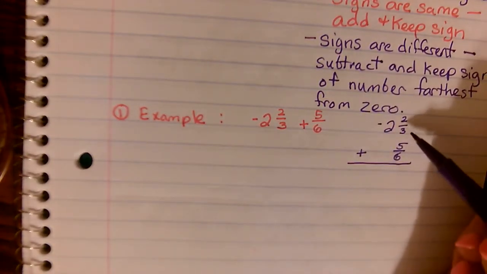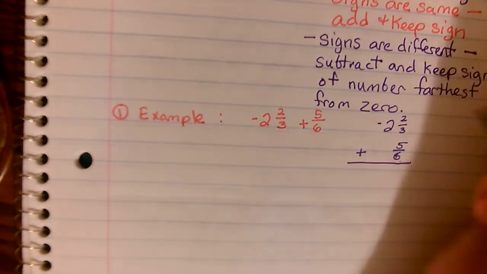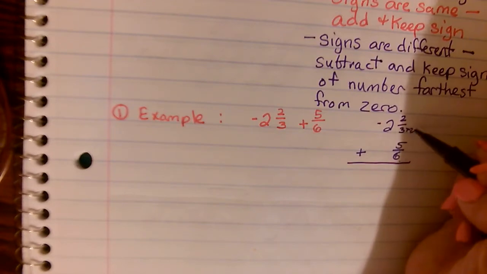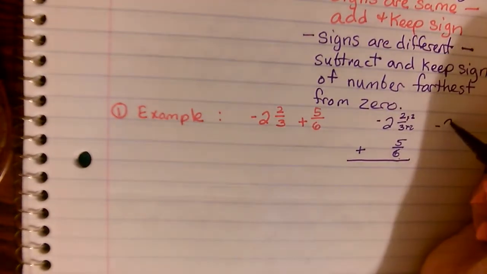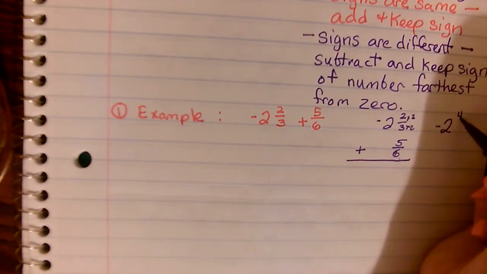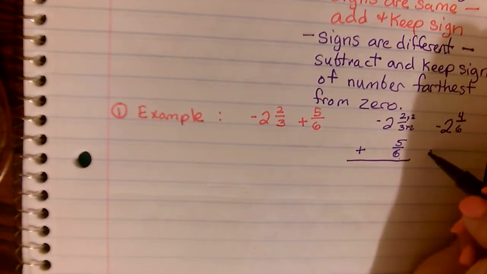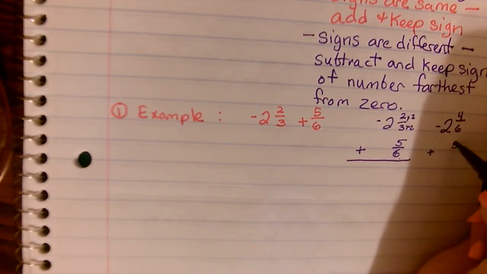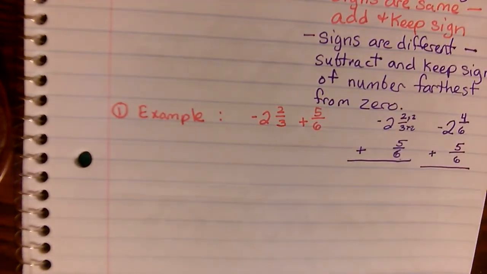Now the common denominator between 3 and 6 is 6. And 3 goes into 6 2 times, so I'm going to multiply the top here and the bottom by 2. That will give me a new math problem that is just written differently, with 4/6 plus 5/6.